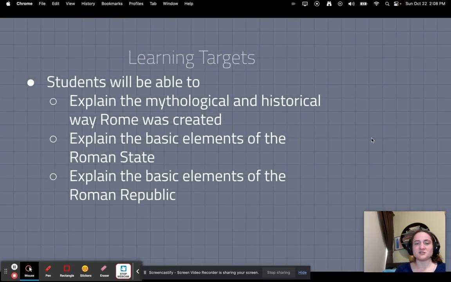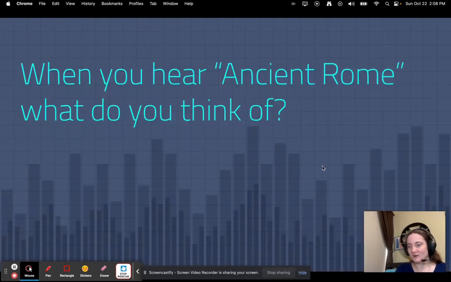So, learning targets. Students will be able to explain the mythological and historical way Rome was created, explain the basic elements of the Roman state, and explain the basic elements of the Roman Republic. Woo, we got a lot to go on today, don't we?